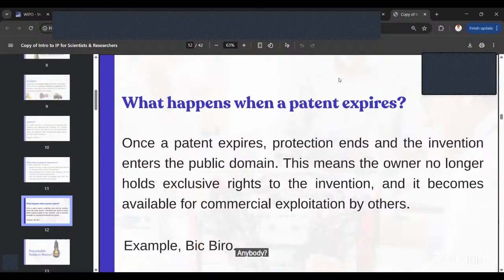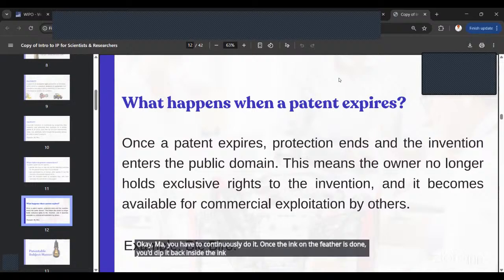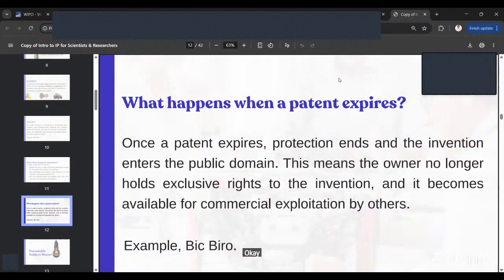What's the limitation of dipping a feather in ink, probably to write letters or just to scribble something? What's the limitation? Okay, ma, you'd have to continuously do it. Once the ink on the feather is done, you'd dip it back inside the ink and then continue dipping until you're done writing, ma. Okay, any other person?